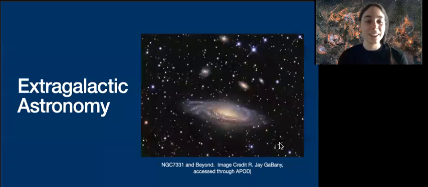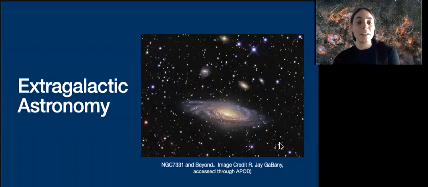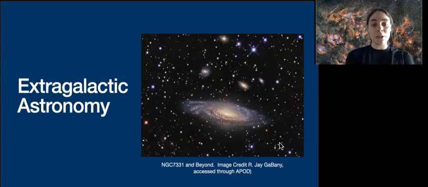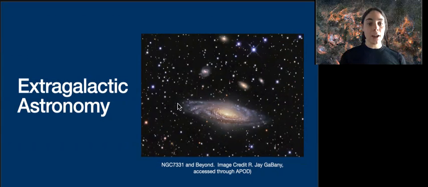Fingers crossed. First of all, like I said, we're going to start with a whirlwind tour of extragalactic astronomy. As I begin this tour, I wanted to start with an image of one of the galaxies from my sample, NGC 7331. That's this big galaxy right here that looks like what we might think of when we think of a galaxy.